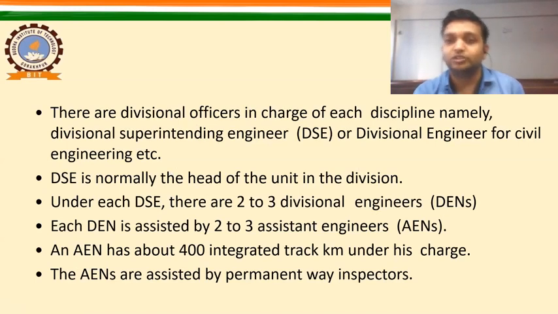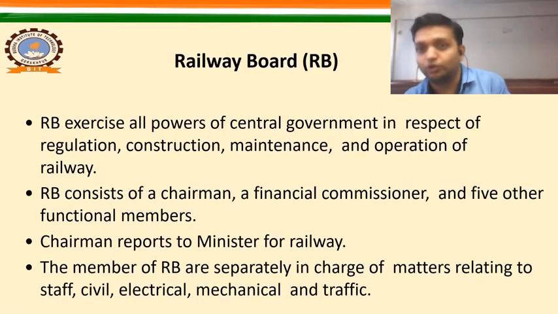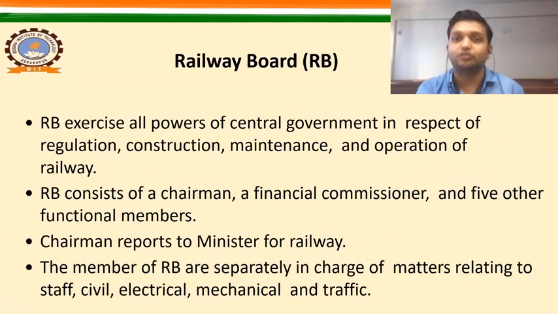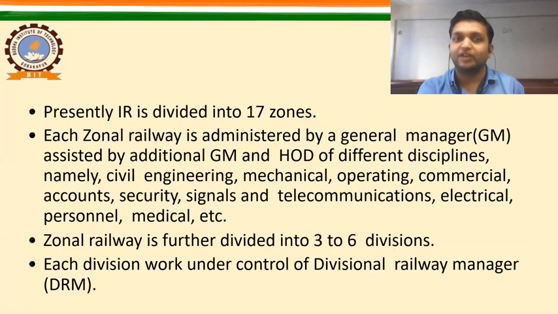So this is all about the railway board. This all comes under the organization of the Indian Railway. This is the hierarchy which is followed in the railway board. The railway board is a body for the regulation, construction, maintenance, and operation of the railway, which is headed by a chairman, financial commissioner, and 5 other functional members. The chairman reports to the minister for the railway. The railway board is separately in charge of matters relating to staff, civil, electrical, mechanical, and traffic.